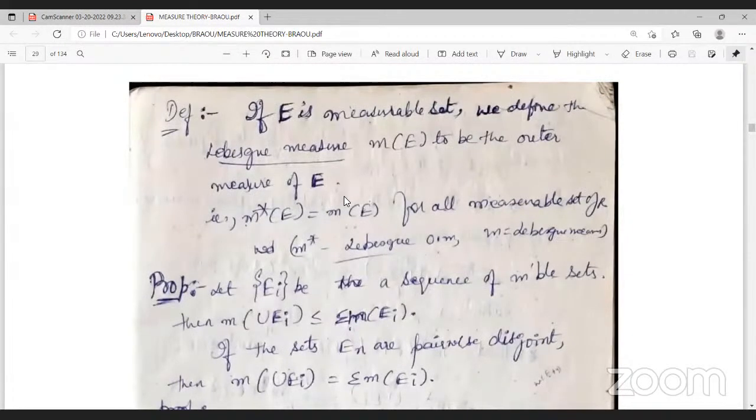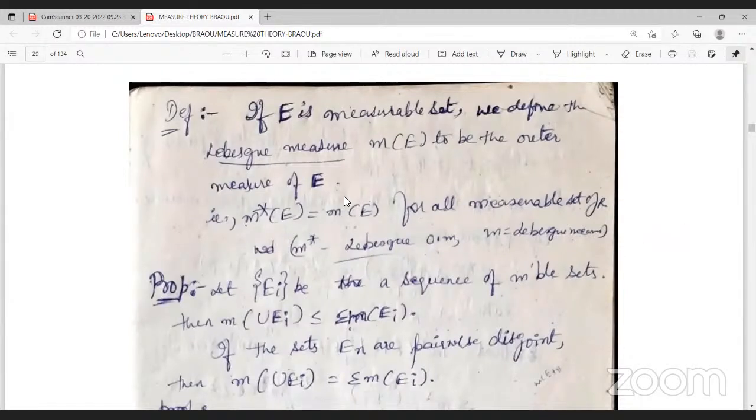In page number 24, finite additive property. Let E1, E2, and so on, En be pairwise disjoint measurable sets. Then the measure of the finite union of the measurable sets is equal to the sum over i from 1 to n of the measure of Ei. And observe here, pairwise disjoint.